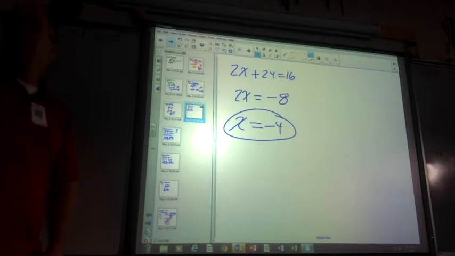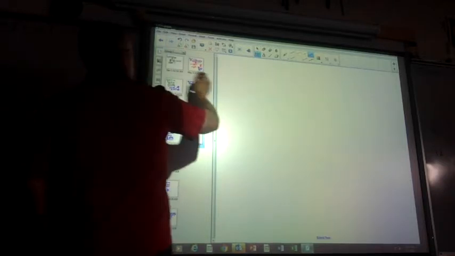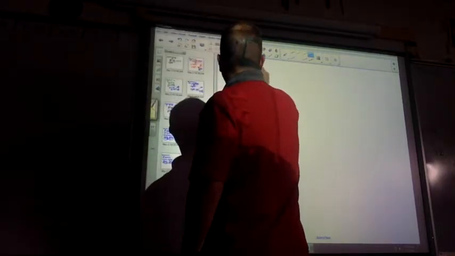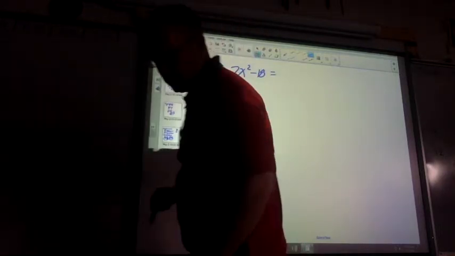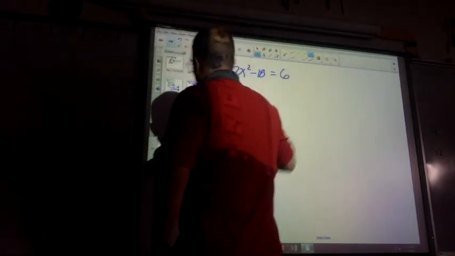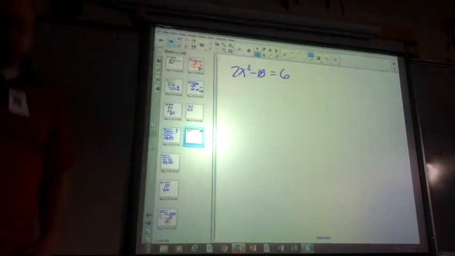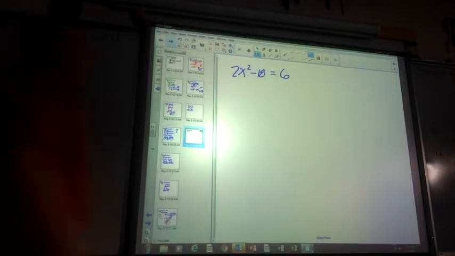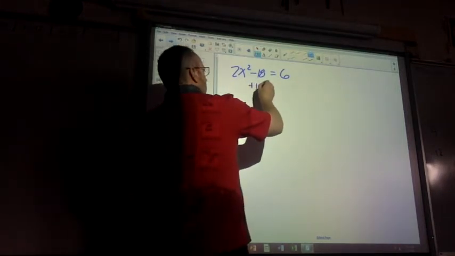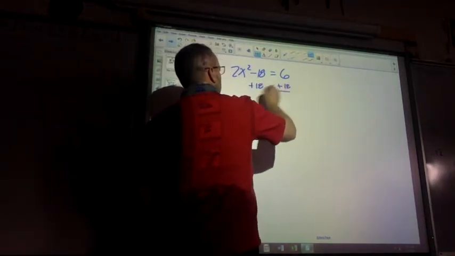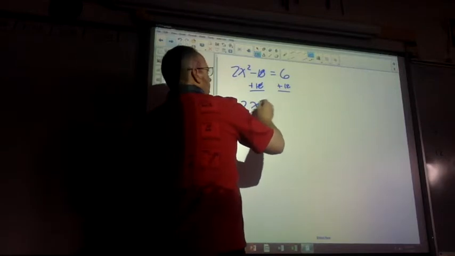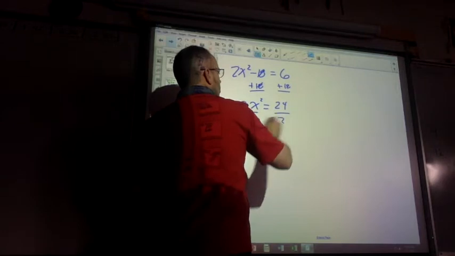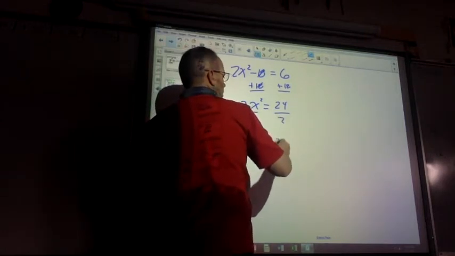Can I move on? Next problem we have right below it says 2x squared minus 18 is equal to 6. Okay, so this is a quadratic. They want us to try and solve it just algebraically. We're not using the quadratic formula. So let's get x by itself. I could add 18 to both sides. So those cancel, and I get 2x squared is equal to 24. Divide each side by 2. So x squared is equal to 12.